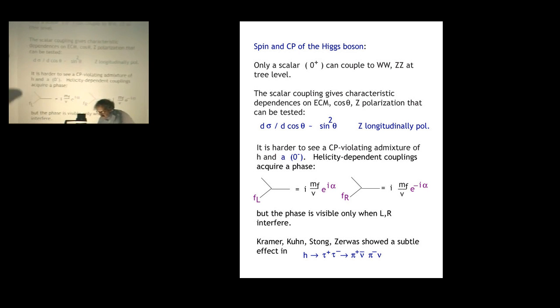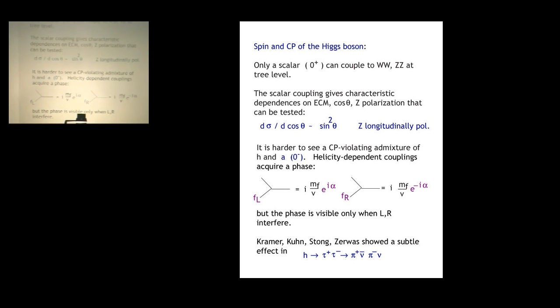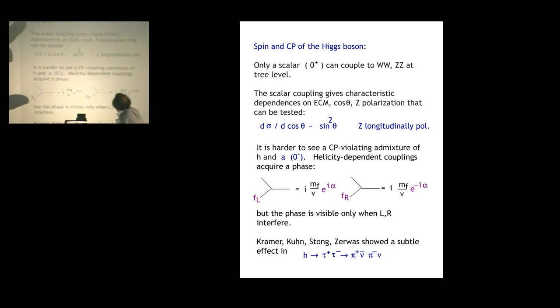Many people give emphasis to the spin and CP of the Higgs boson. Well, let me just repeat some basic things about this. First of all, only a scalar, that is 0 and CP plus, can couple to the WW and ZZ systems in a way that gives mass to these particles. So roughly, if you see a cross-section of order of the standard model cross-section, the particle that you're seeing is either a scalar or dominantly a scalar, as opposed to a pseudoscalar. The scalar coupling gives characteristic dependences on the center of mass energy, cosine theta, and the Z polarization, all of which can be directly tested experimentally.